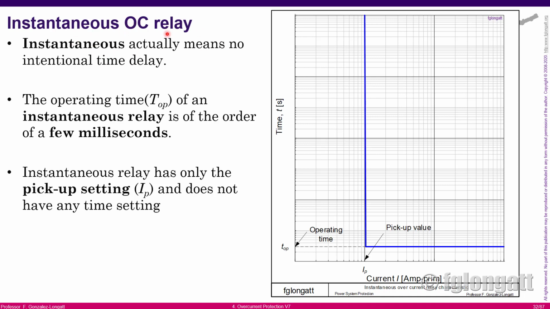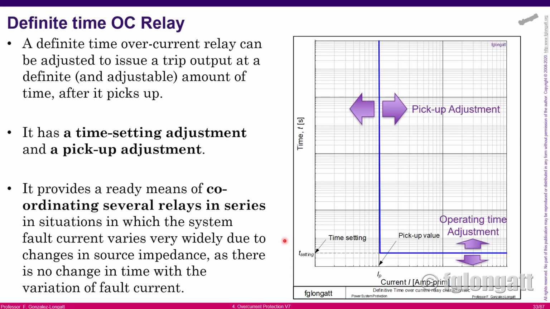Okay, the instantaneous non-directional overcurrent relay has a very simple characteristic. If the current goes above the pickup current, the relay will add in what we call the operating time, and that operating time is fixed and typically only a few milliseconds. Okay, that is different to the definite time overcurrent relay.